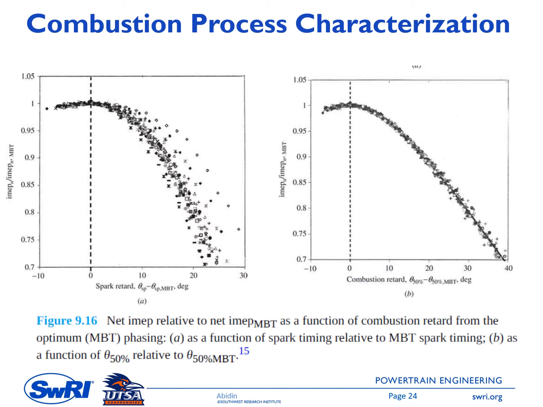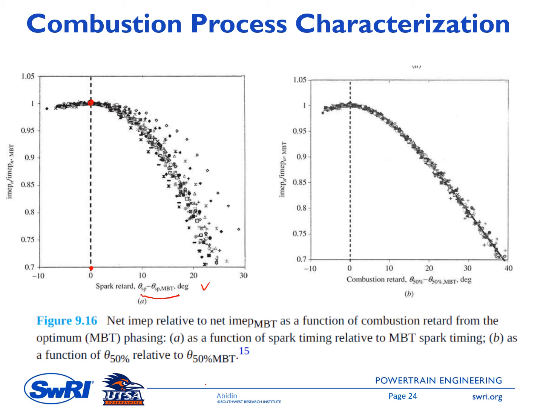This figure is showing the net IMEP relative to the net IMEP at MBT timing. Therefore we have a maximum of 1 here, which is at MBT timing. And this is plotted as a function of spark retard. Spark retard here is equal to the current spark timing minus the spark timing at MBT. So when it is 0, it means the spark timing is such that it will produce the MBT timing.